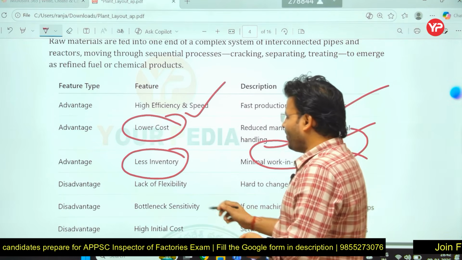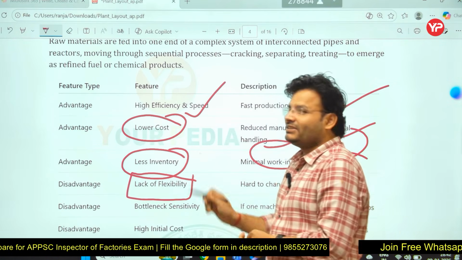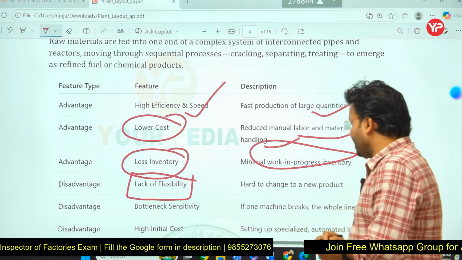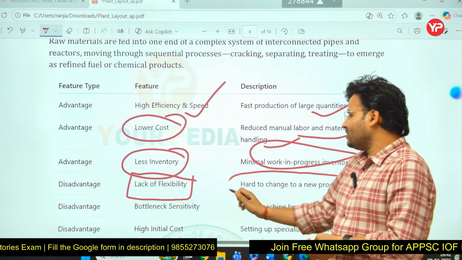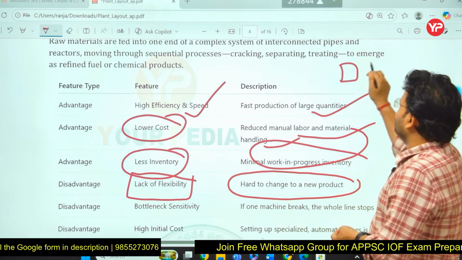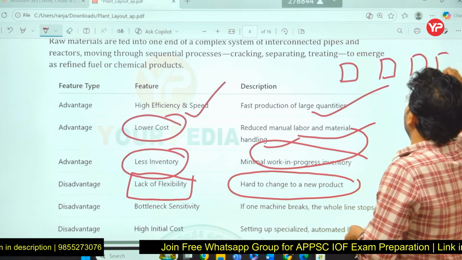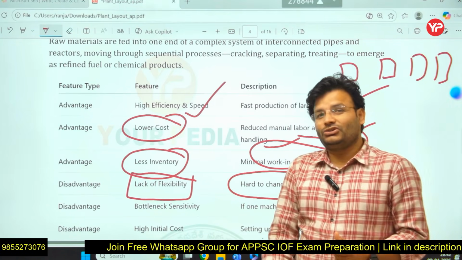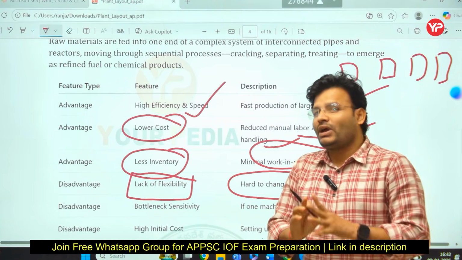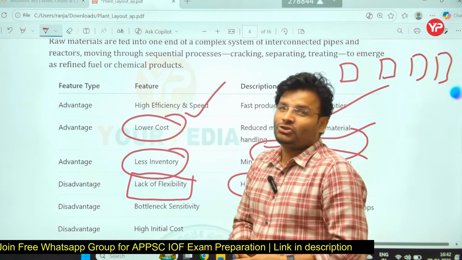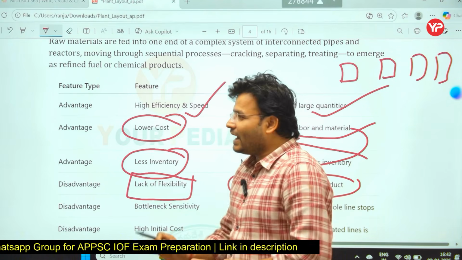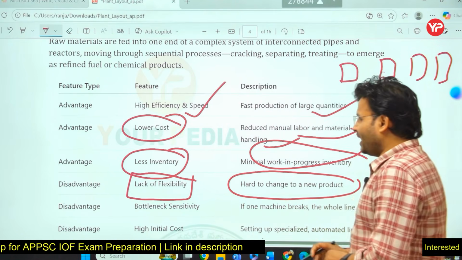But what is the disadvantage? Lack of flexibility, yes, that is the disadvantage. It is hard to change to a new product, because you have made a station, so if you want to change your product, you have to change the station also, so it is very complicated. That's why I have told you that for similar types of product, where you are doing mass production, I am going to prefer this layout.